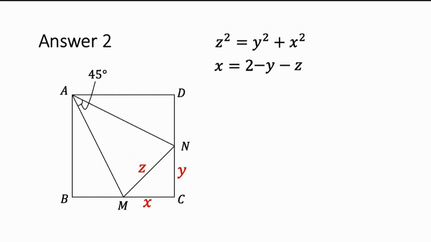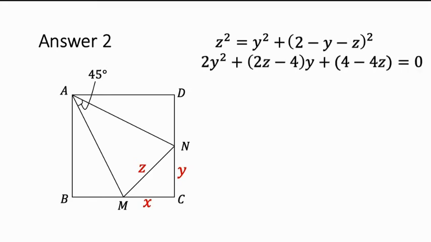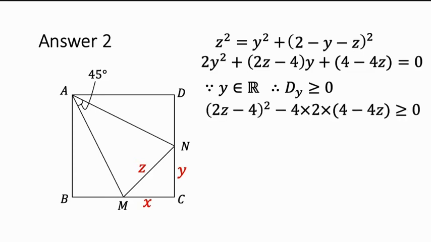We can combine these two equations and get this. By further expanding it, we can find that it is a quadratic equation of y. Because y is a real number, we can find that the discriminant of y must be greater or equal to 0. This gets us to this. We can further simplify it to this form.